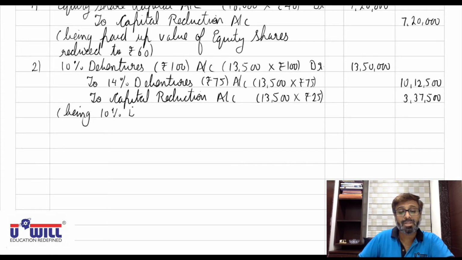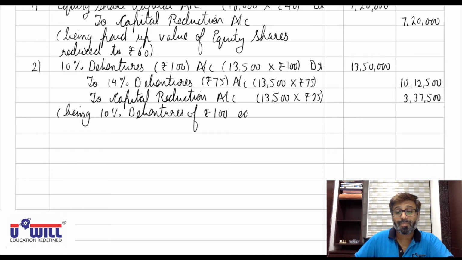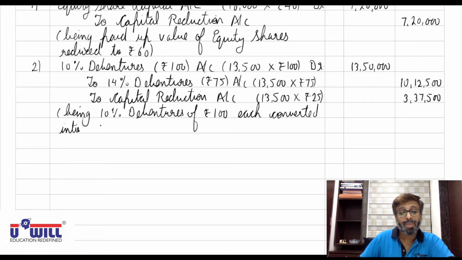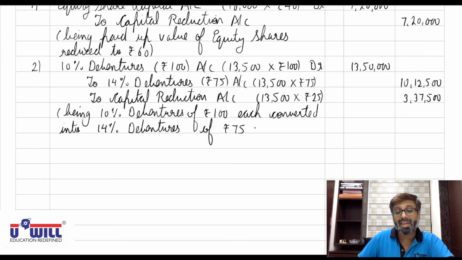Okay, being 10% debentures of rupees 100 each converted into 14% debentures of rupees 75 each.